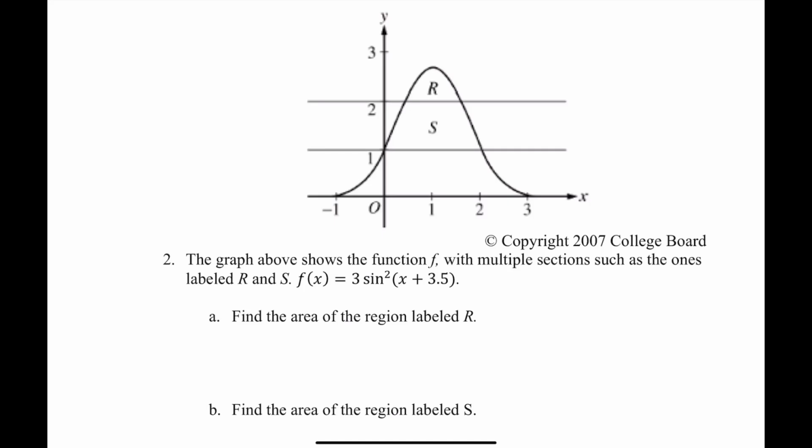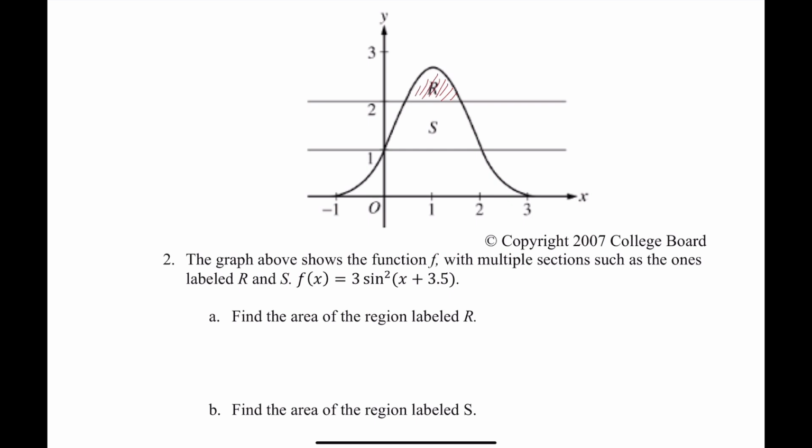Okay, here is part 2 of applications of integrals. The second problem reads, the graph above shows the function f, with multiple sections such as the ones labeled R and S. f of x equals 3 sine squared of x plus 3.5. Find the area of the region labeled R, and R is this region right here.